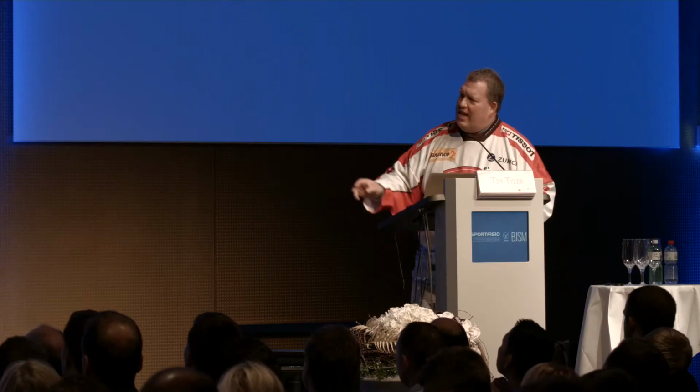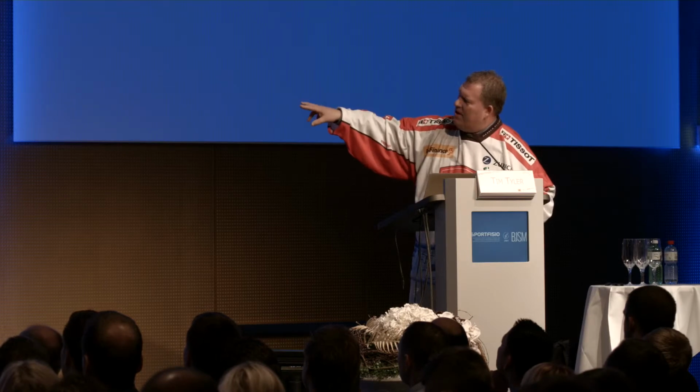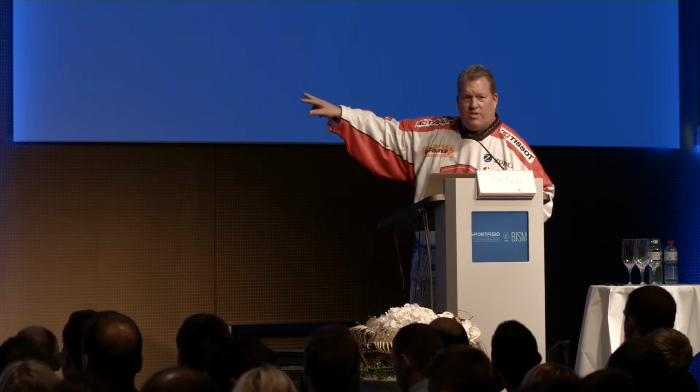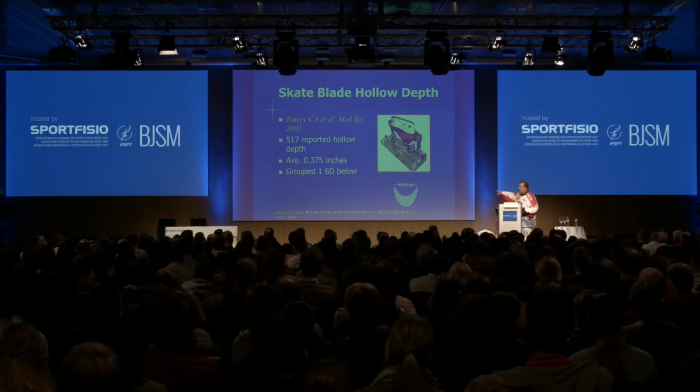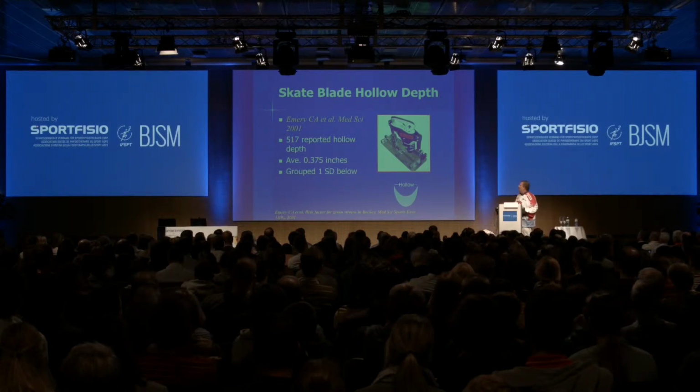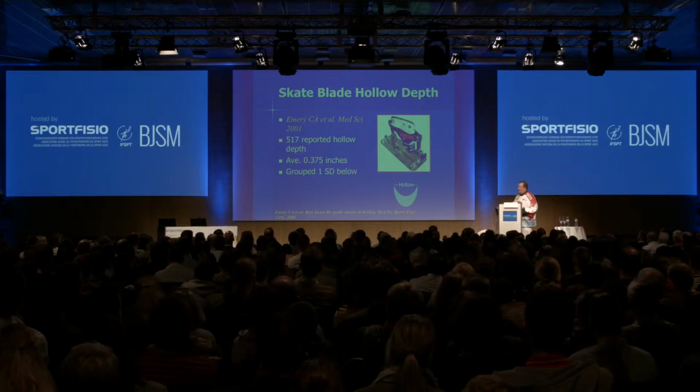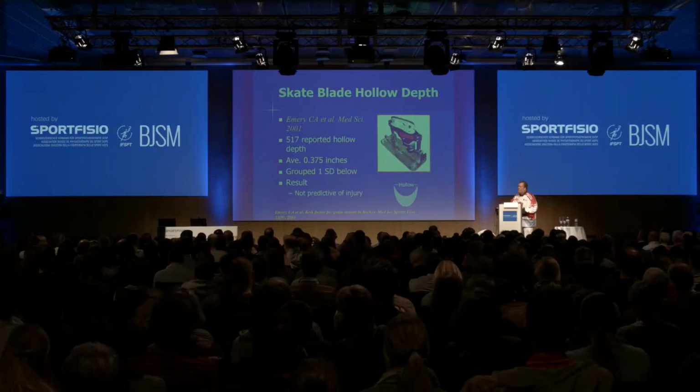And people thought that the hollow, you have an inside edge and an outside edge of both skates, the hollow is the depth in the middle. Each player has a specific hollow that they like. It was thought that a hollow, deep or shallow, would cause a higher incidence of adductor strains. In fact, when they did the study and grouped the standard deviation above and below the average, there was no evidence to support that it was predictive of injury.